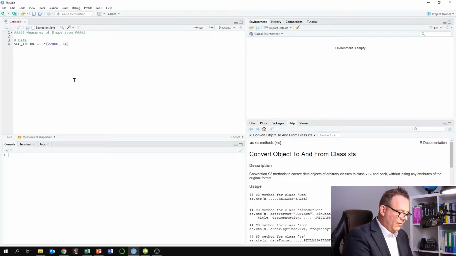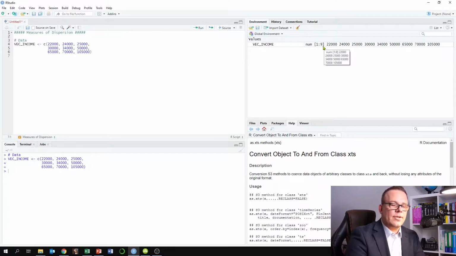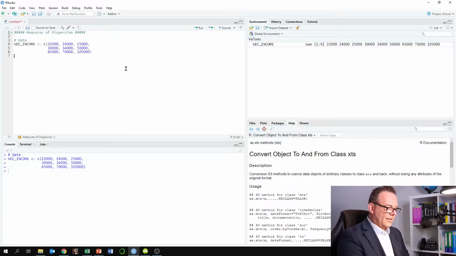22,000, we have 24,000, we have 25,000, we have 30,000, we have 34,000, we have 50,000, we have 65,000. Nope. We have 70,000. And we have the rich guy 105,000. I just run this line, and here on the right hand side in the environment I see the vector income, which is a numerical vector, 1 to 9 items or elements, and there are all my elements. So this is my data.